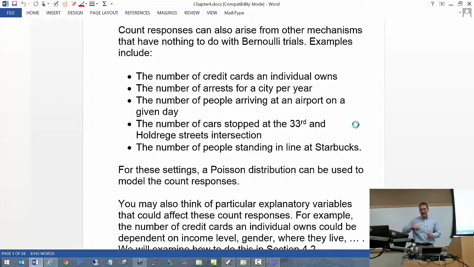So over there, how many cars are stopped at that intersection? Or you can think of any kind of intersection. There's not necessarily an upper bound. Number of people standing in line at Starbucks. This is an actual problem that my wife has because she likes to go to Starbucks every day and pick up her coffee. And there's not necessarily an upper bound there.